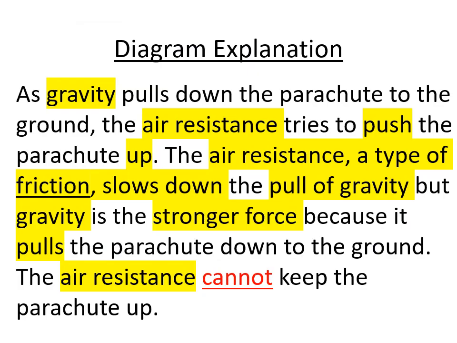So this is the diagram explanation again. As gravity pulls down the parachute to the ground, the air resistance tries to push the parachute up. The air resistance, a type of friction, slows down the pull of gravity, but gravity is the stronger force because it pulls the parachute down to the ground. The air resistance cannot keep the parachute up.